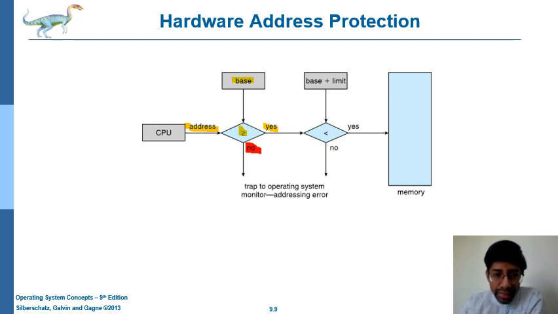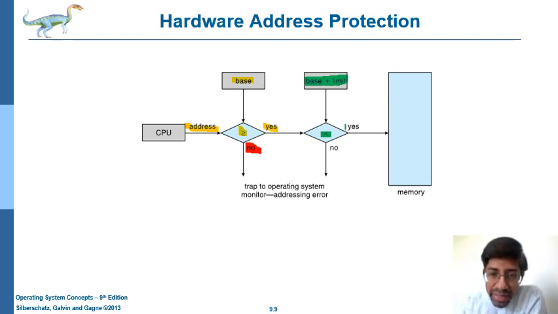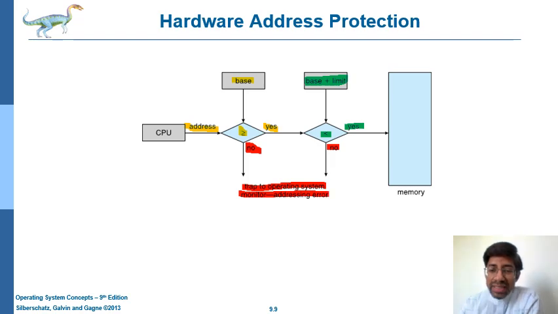Now, if it is found that the CPU generated address is larger than or equal to the base address, then the next condition to be checked is the value of this address against base plus limit. If this CPU generated address is less than the base plus limit, in that case this would be validated as the correct access, or otherwise it would be an invalid access request. In case the access request is invalid, a trap would be issued to the operating system monitor and it will be generated as an addressing error.